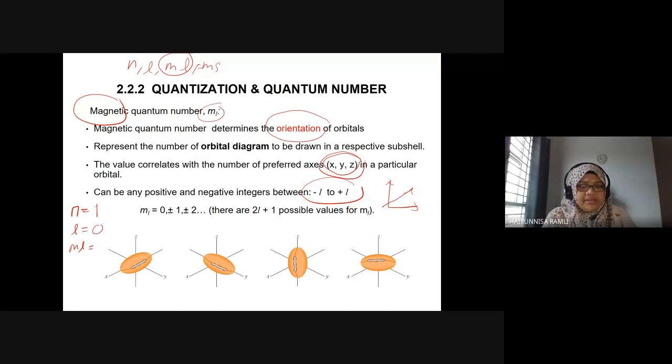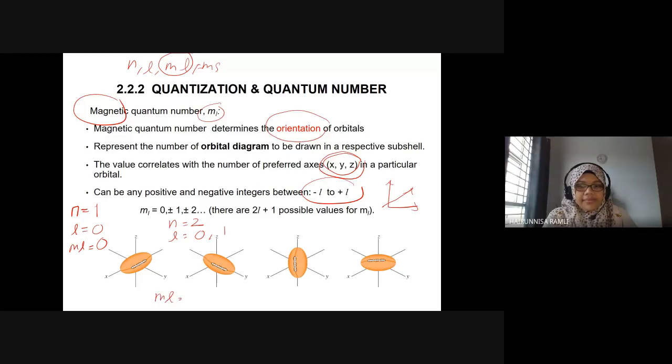Negative L to positive L. Negative L, awak tak ada, tak ada nombor pun kosong. So ML you 0 lah. Okay, so tak nampak lagi kan? N equals to 2. Your L is 0, 1.